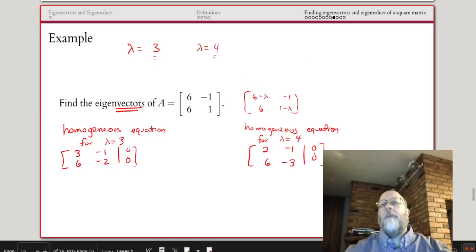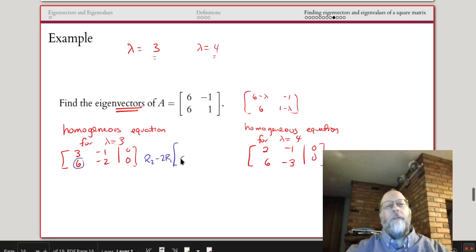Let's row reduce these. I'm going to get rid of this 6 by taking row 2 minus 2 row 1. 6 minus 3 is 0. Negative 2 minus 2 times negative 1 is negative 2 plus 2, and that's also 0. And so the second column is free. Over here, we're going to row reduce this by taking row 2 minus 3 times row 1. 6 minus 6 will be 0. And negative 3 minus times minus is plus 3 is 0. And again, this column is free.